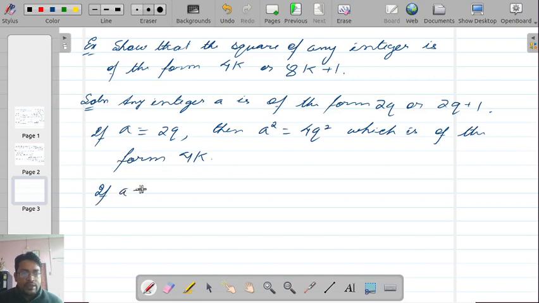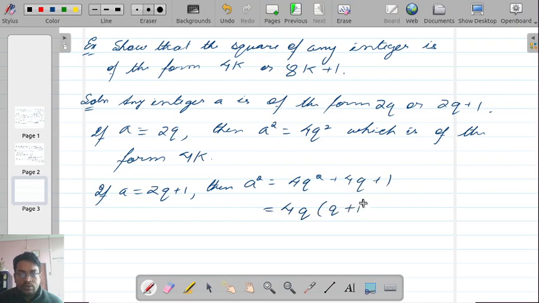And if a is equal to twice q plus 1, then a square is equal to 4q square plus 4q plus 1. So we will just modify this. We can take 4q common, so q into q plus 1 will remain. Now you see, I have to show that it is of the form 8k plus 1, so that means I need another factor of 2 from here. So q has got two options. q is either even or odd.